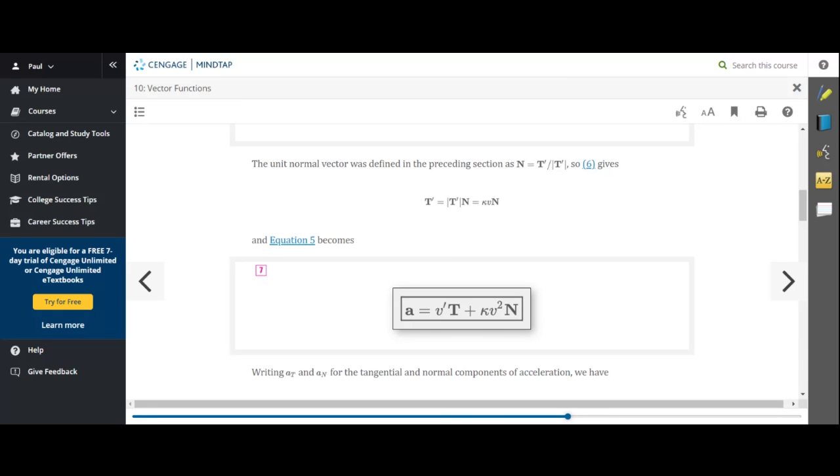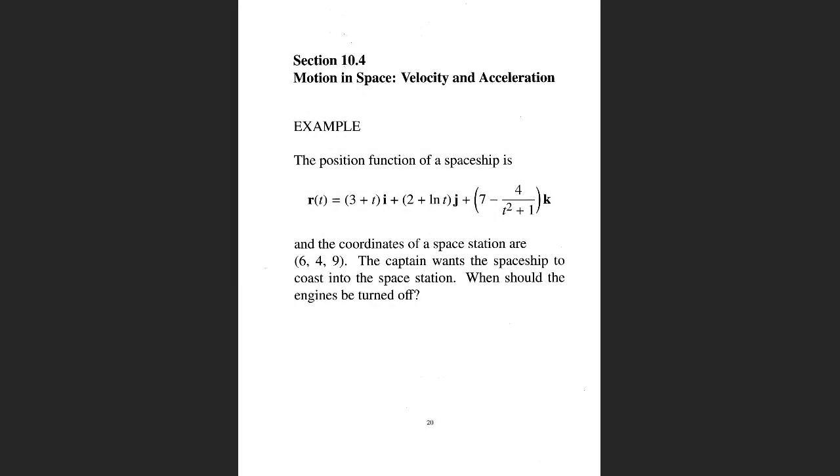And I want to do a really cool example here with you. Let me give you a moment to copy this example down. Okay, it's the spaceship problem. We've got to do this spaceship problem. So let me give you a moment to copy this down.